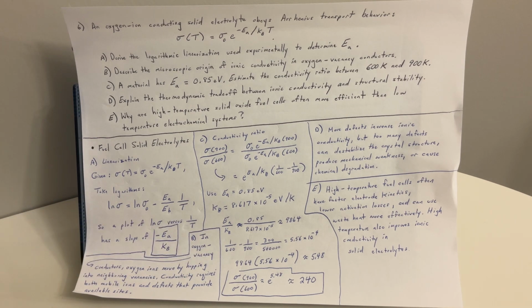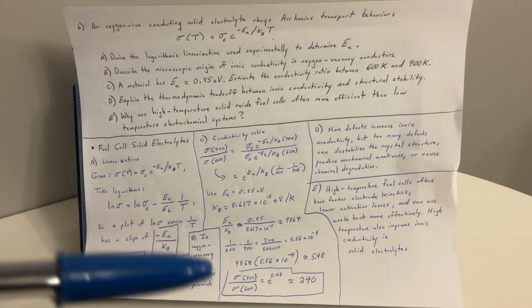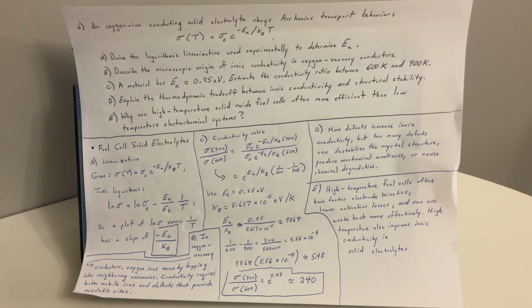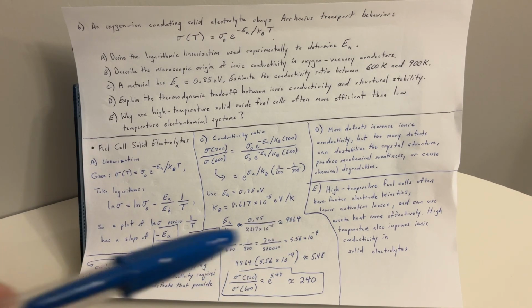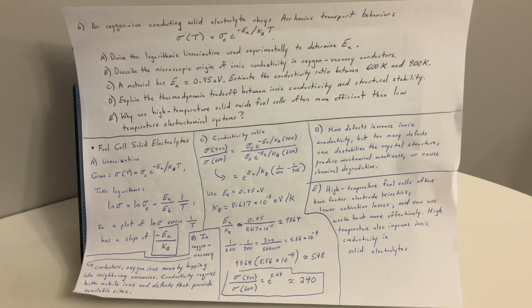So we have 1 over 600 minus 1 over 900. That equals 300 over 540,000, which is 5.56 times 10 to the negative 4. We take that 5.56 times 10 to the negative 4, multiply it by 9,864, and we get 5.48. So this ratio, sigma of 900 over sigma of 600, is e to the 5.48, which is about 240.